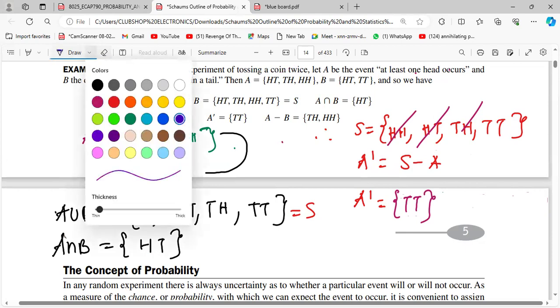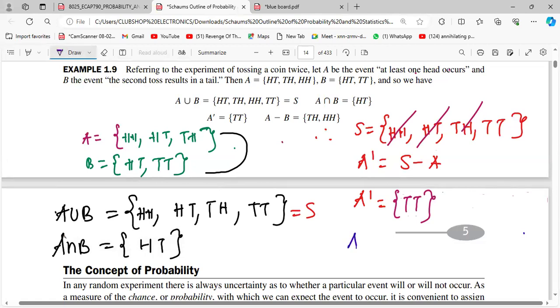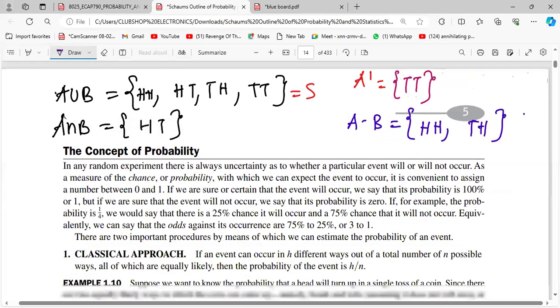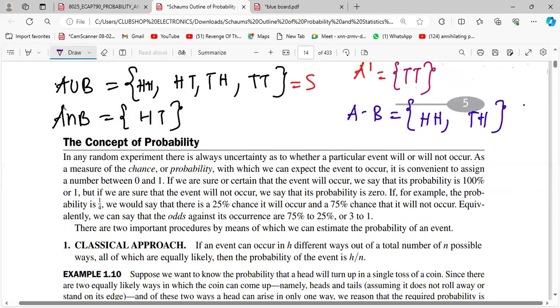Then if you look at A minus B, the difference of A and B, from A we remove the elements that are in B. What do we have? HT, we get rid of HT. That's all. So we have HH and TH. It doesn't matter the order. We get TH and HH. That's what we have. I hope that is okay.